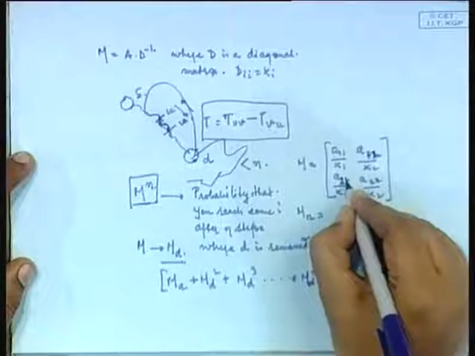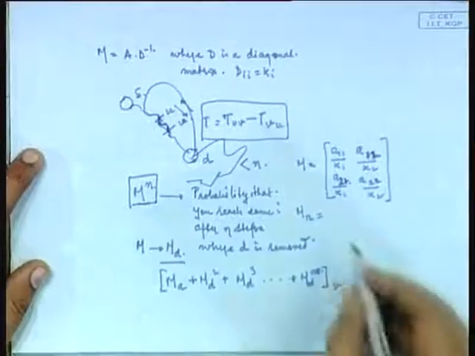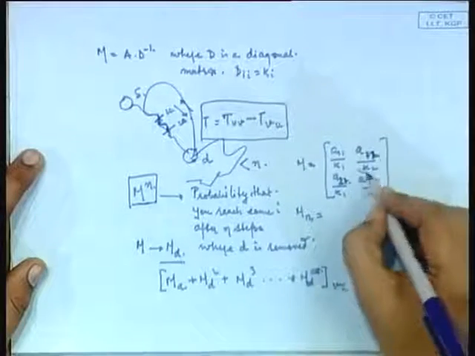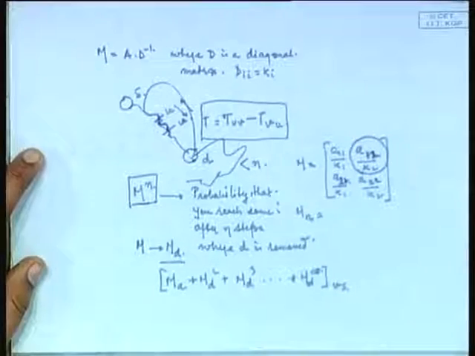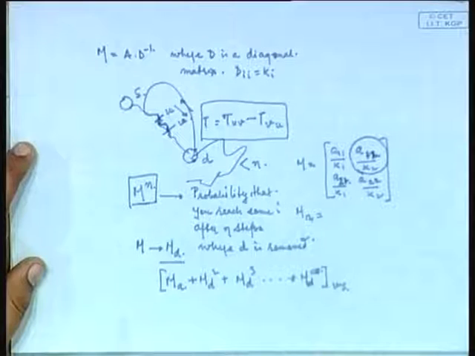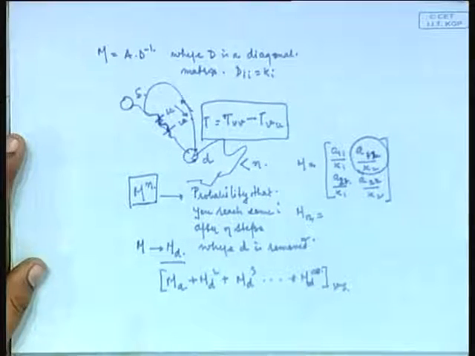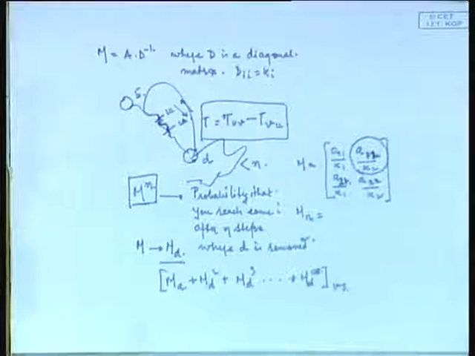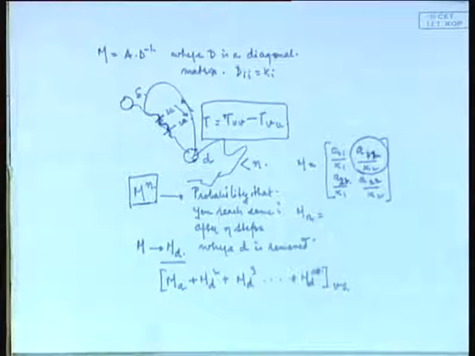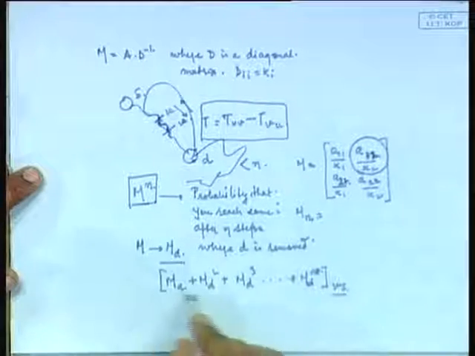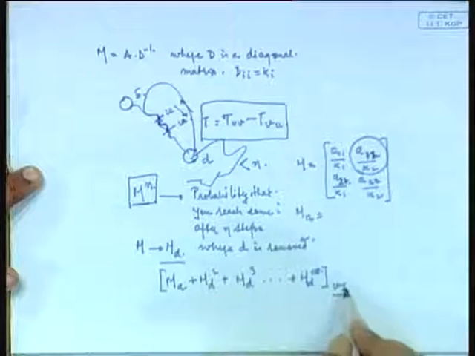I think I made a mistake. Sorry. So, what is M12? If you have started from 2, what is the probability that you have reached 1 in one step? Yeah, obviously. Okay, no problem. So, tell me what is this m d infinity V s?